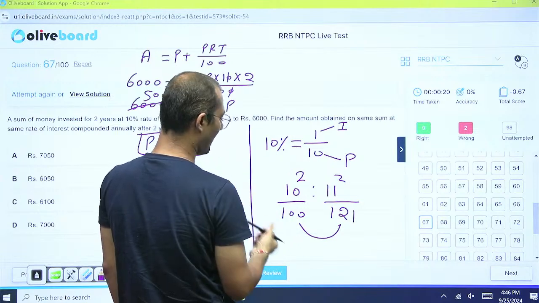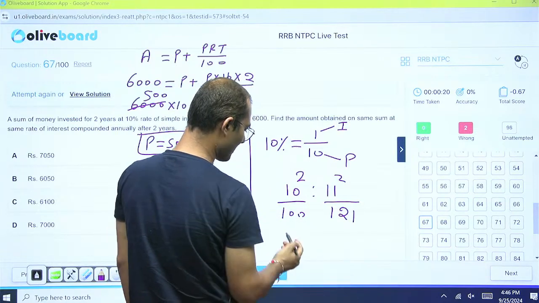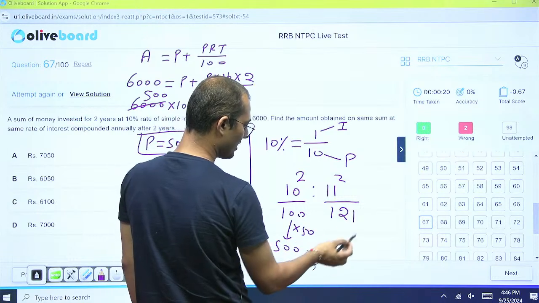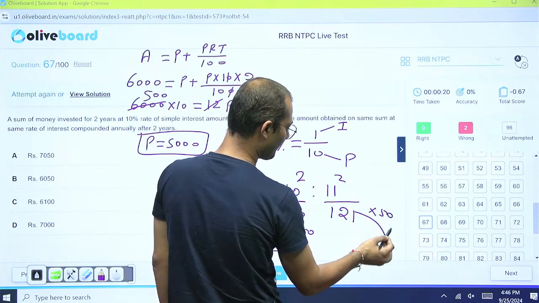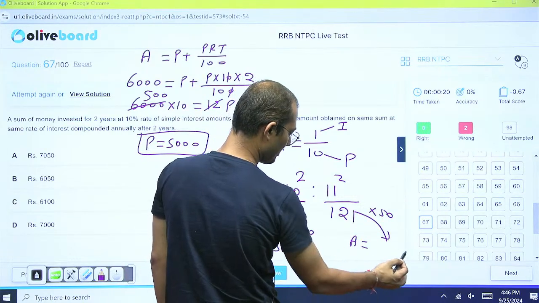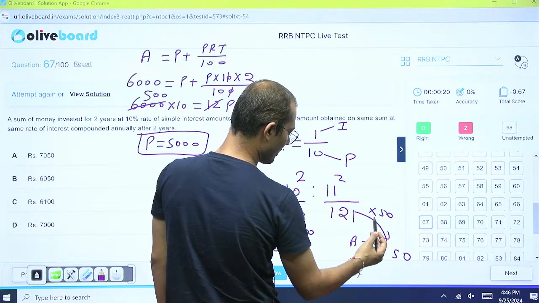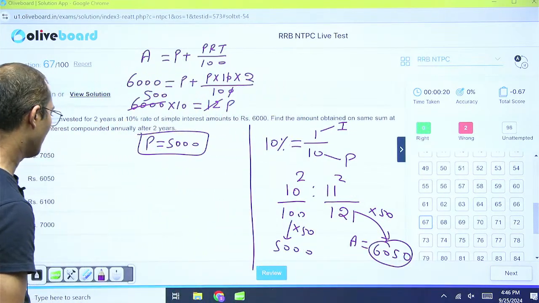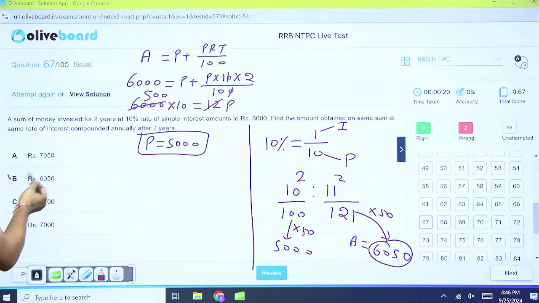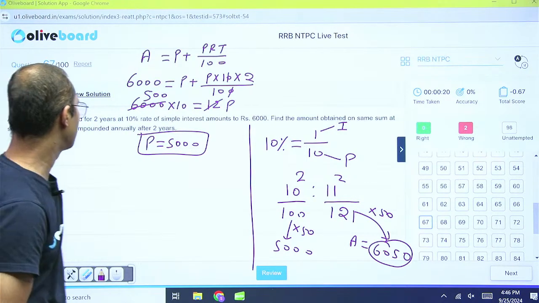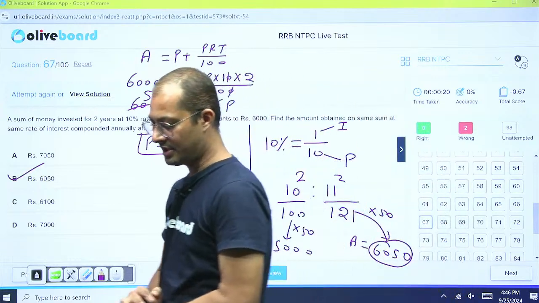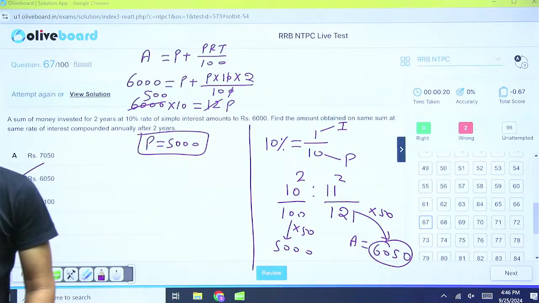Now we have to calculate the amount, right? So we can say that 100 is equal to 5,000. So this is 50 times. So the answer would also be 50 times. So the amount would be, 5 1s are 5, 12 5s are 60, 6050 is the right answer. So B part is the right answer.